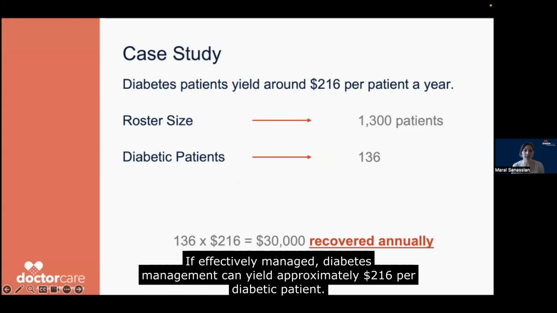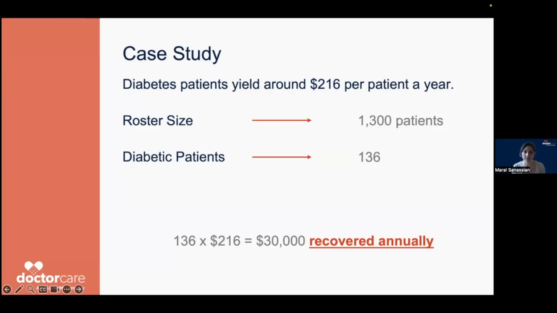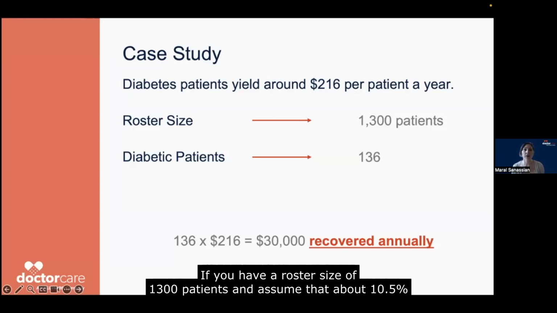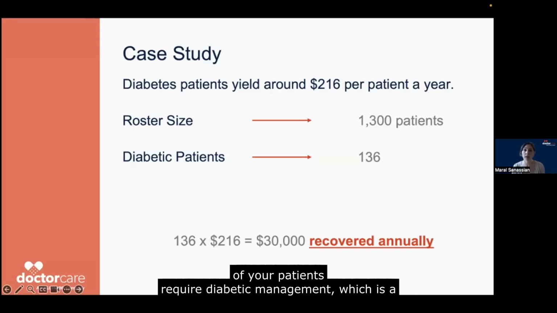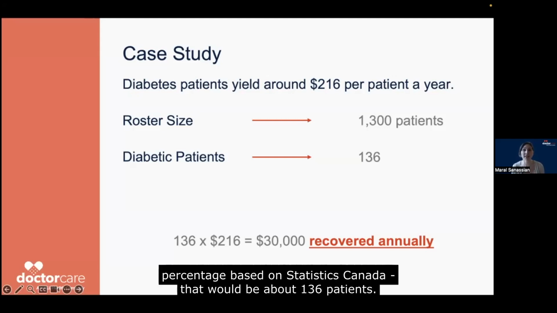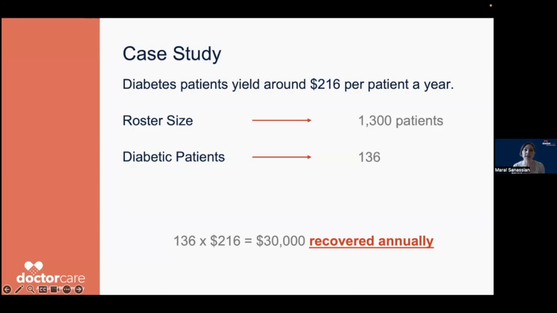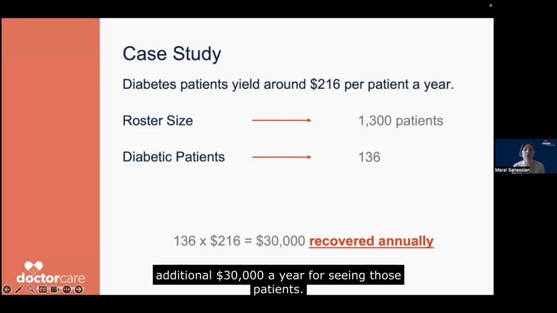If effectively managed, diabetes management can yield approximately $216 per diabetic patient. Now let's take a look at another case study. If you have a roster size of 1,300 patients and assume that about 10.5% of your patients require diabetic management, which is the percentage based on Statistics Canada, that would be about 136 patients. With 136 patients at $216 per patient, you would be making an additional $30,000 a year for seeing those patients.